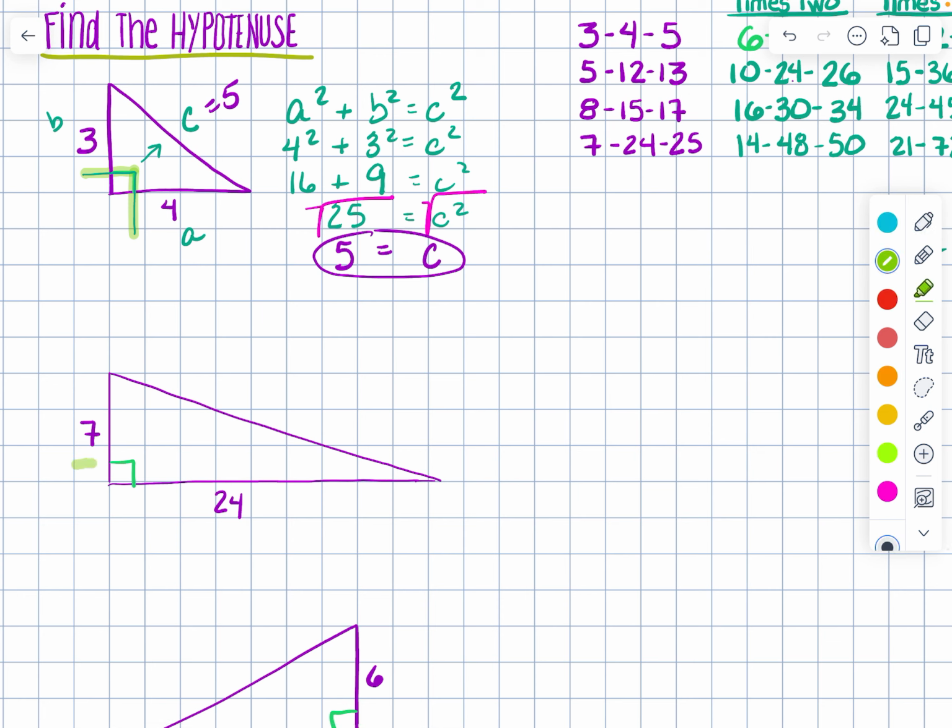Again, the right angle crosses the legs. So I know those are my legs. I can go ahead and label these already. I'm going to label this one as B, and this one as A. And this points to my hypotenuse always, so I'll label that C. And now let's go ahead and write out the theorem.